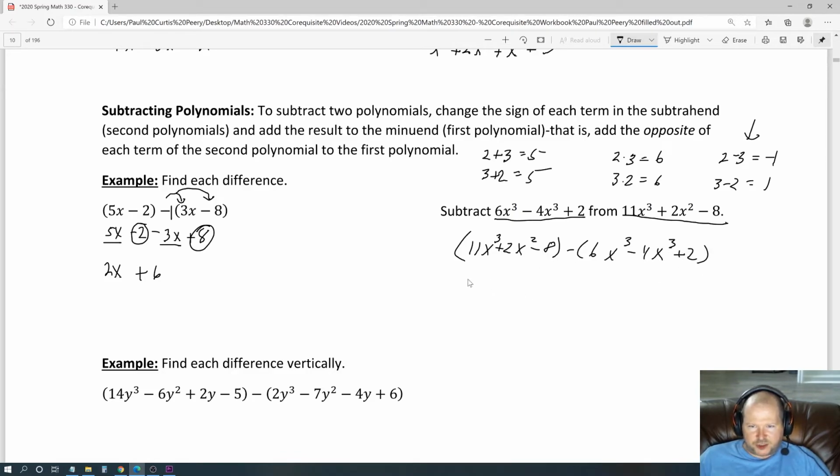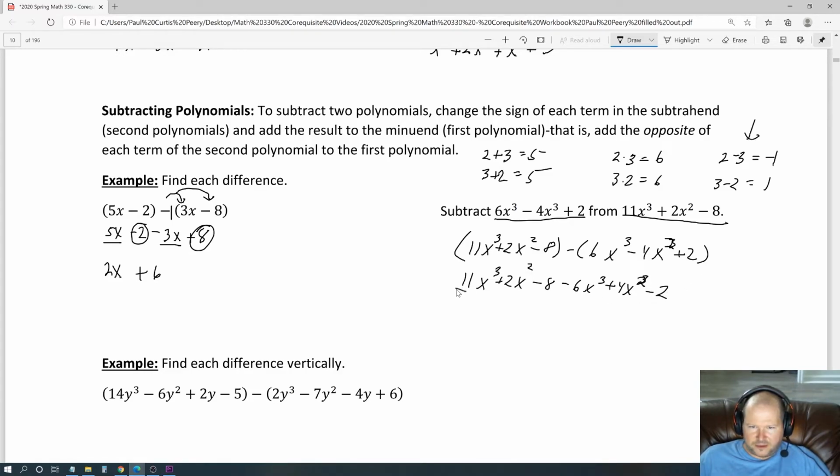Okay, so I'm going to distribute the little negative. So 11x cubed plus 2x squared minus 8. And then we're going to flip all the signs. So positive 6x cubed turns into negative 6x cubed. Negative 4x squared turns into positive 4x squared. And then finally, plus 2 turns into minus 2.